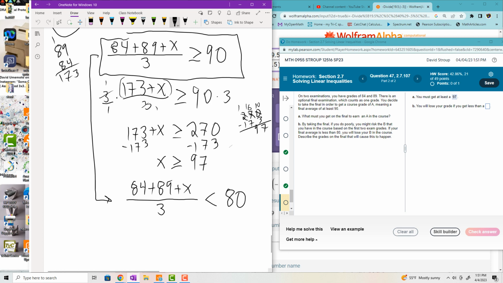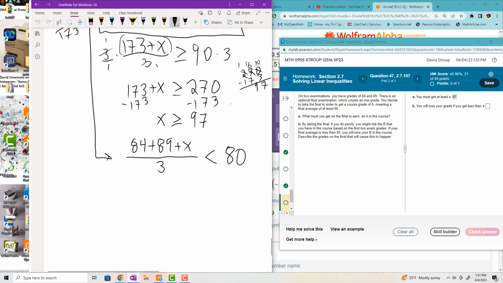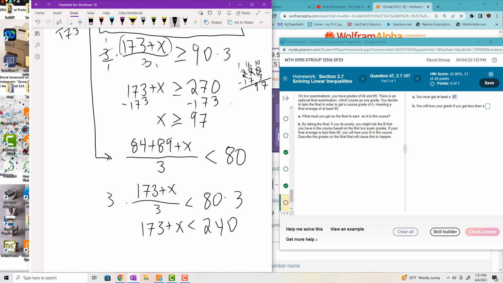Once you get it set up like that, it's just business as usual, just like before. You're going to simplify the numerator here. Then you're going to multiply both sides by 3. On the left, the 3's will cancel. On the right, you'll have 240. And then you're going to subtract 173 from both sides.